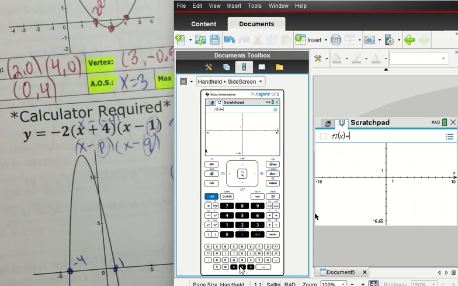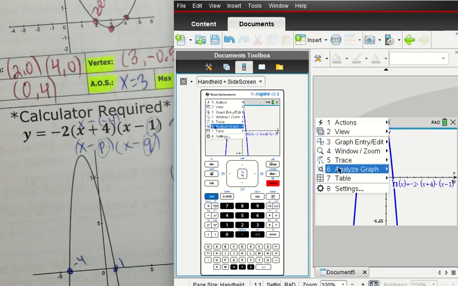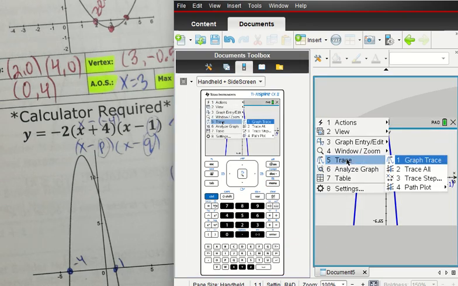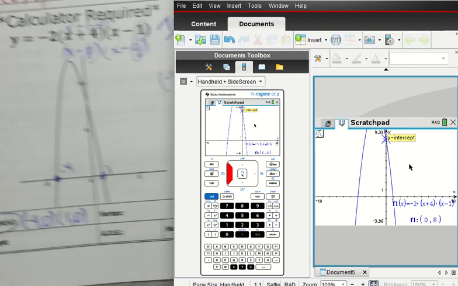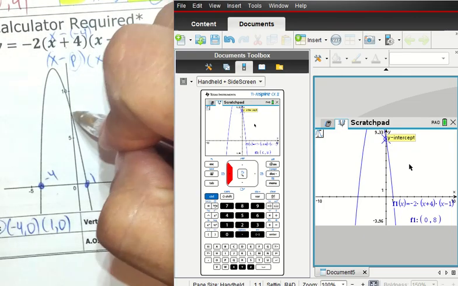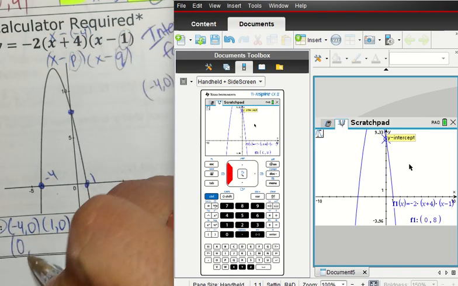So we're going to type -2, parentheses, x plus 4, close the parentheses, open it, x minus 1. And this graph will be traced, graph, menu, trace, graph trace. And then the y-intercept comes out right away. So 0, 8 is the y-intercept for this. So it should be touching right here. 0, 8.